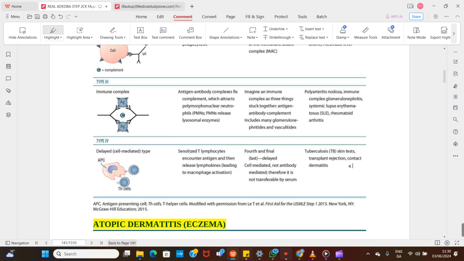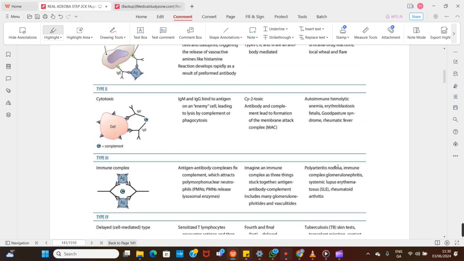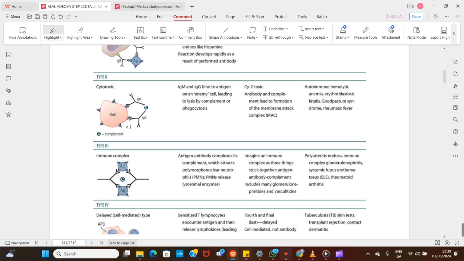An example of the type 4 is your skin test, your tuberculosis skin test, your candida skin test, the transplant rejection. So I forgot to mention, they can put it in your exam, the hyperacute rejection. So the hyperacute rejection is an example of inflammation under type 2, right? So you already have preformed antibodies within the recipient. So by the time the donor donates the graft containing the antigen, it will just react to the antibodies within the recipient, and it will lead to inflammation.